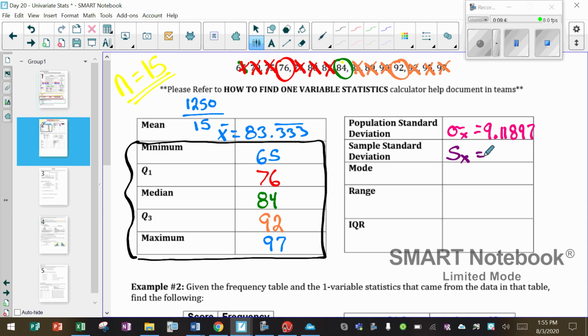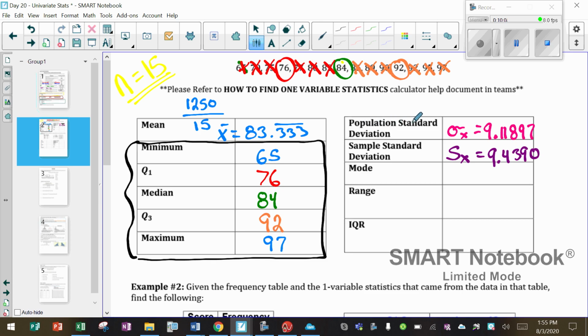Now, the sample standard deviation is easy to notice because the symbol is an S, S for sample. And that value is 9.4390.